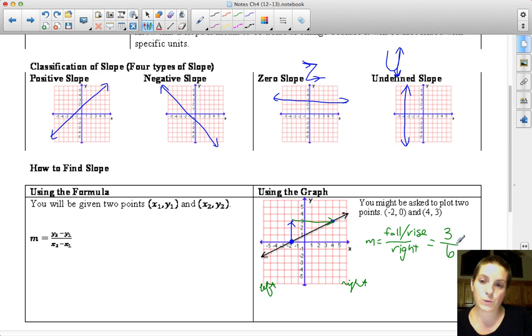We have to reduce every fraction, so 3 over 6 becomes 1/2. And we know that the slope of the line is 1/2.